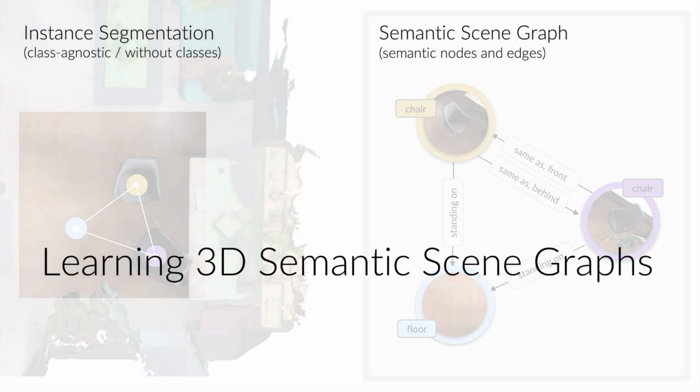Learning 3D semantic scene graphs means to generate such a graph, here on the right, from a 3D reconstruction, here on the left.